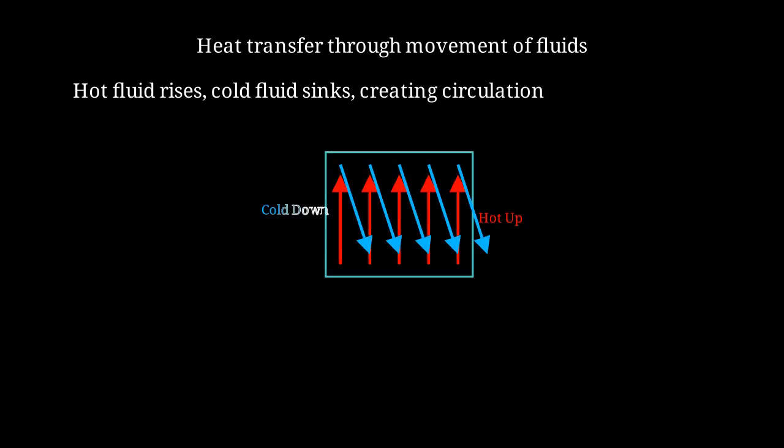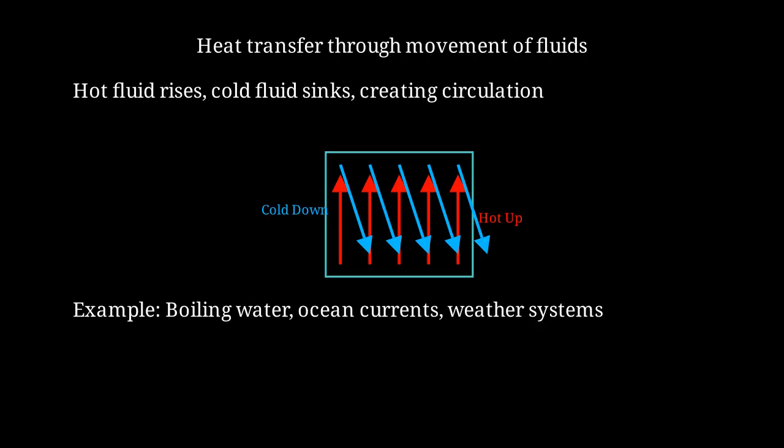This diagram shows convection currents, where hot fluid rises on one side and cold fluid sinks on the other, creating a continuous circulation loop. Examples include boiling water in a pot, ocean currents that distribute heat globally, and weather systems driven by atmospheric convection. The heat transfer rate in convection equals the convection coefficient H times surface area times temperature difference.